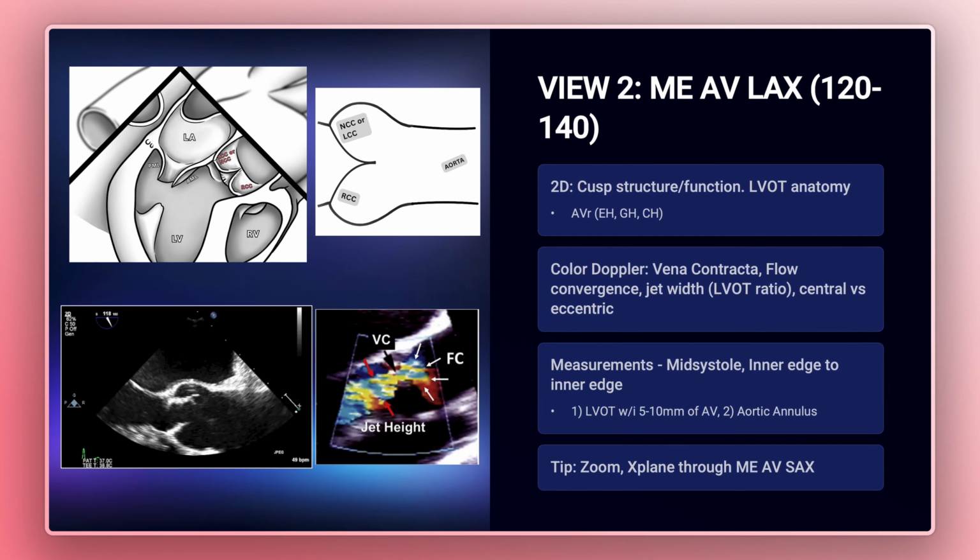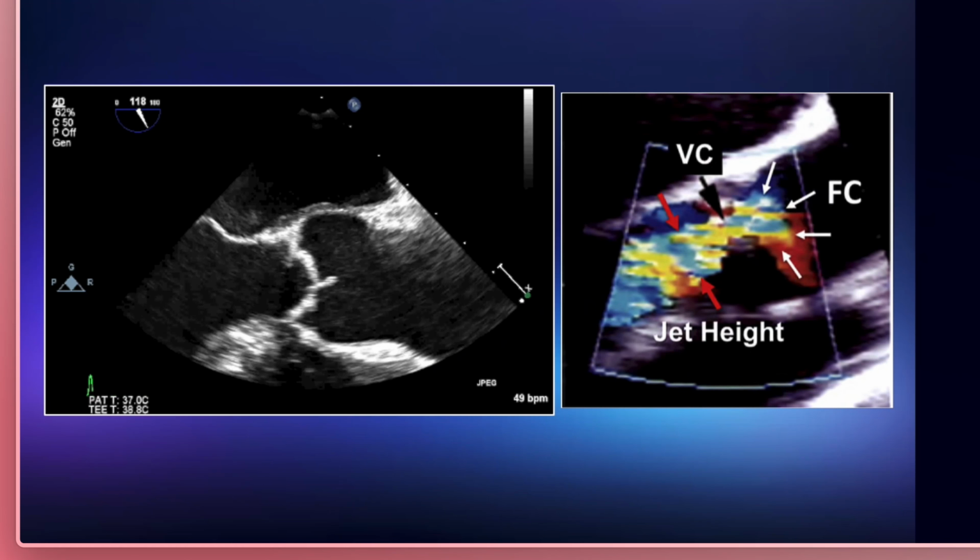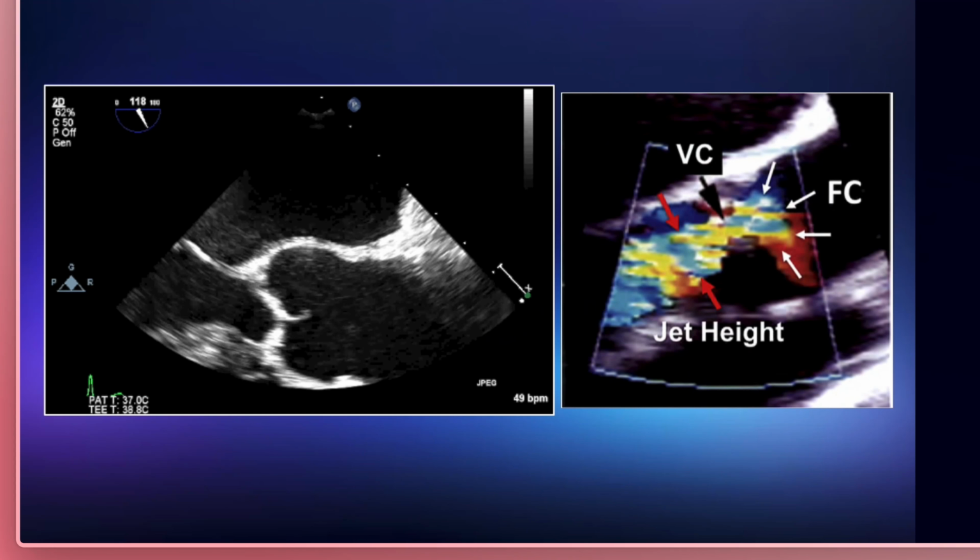The next view, view 2, is the mid-esophageal aortic valve long axis view, which is best found at an omniplane angle between 120 and 140. Using 2D echo, you can also evaluate cusp structure and function here, and the LVOT anatomy.